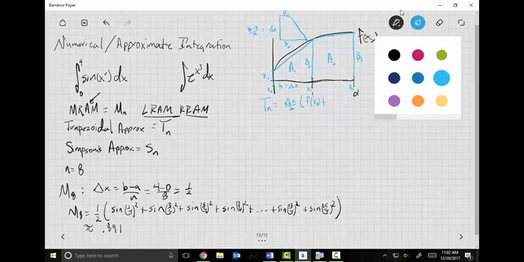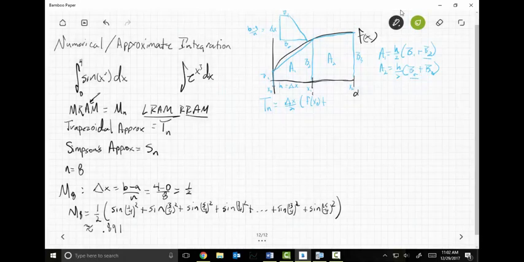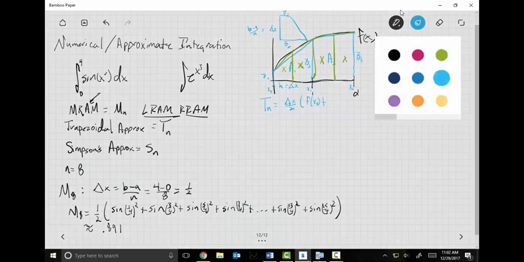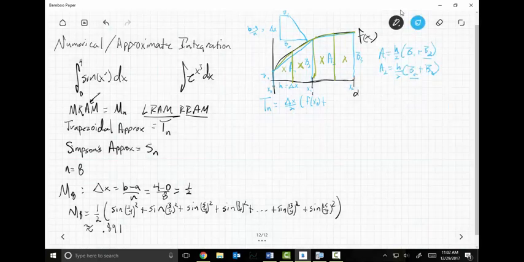Let me change colors one more time, and I'm going to add 2 more trapezoids in here. So instead of doing the blue, I'd have a trapezoid here, a trapezoid here, a trapezoid here, and a trapezoid there, wouldn't I? So notice this base would be used in this trapezoid and this trapezoid. This base would be used in this trapezoid and this trapezoid. This base would be used in this trapezoid and this trapezoid. Now, notice the endpoints do not get used twice, only the interior values.